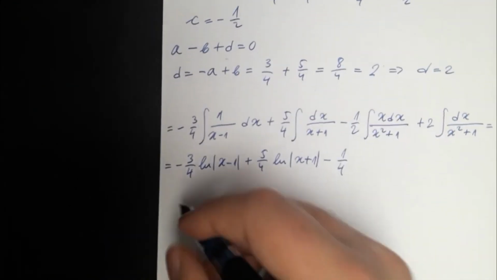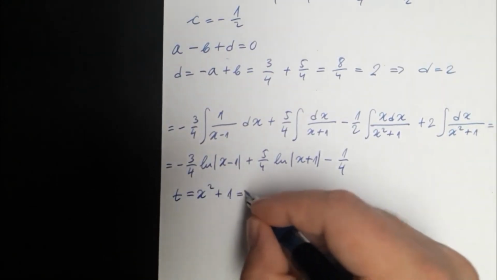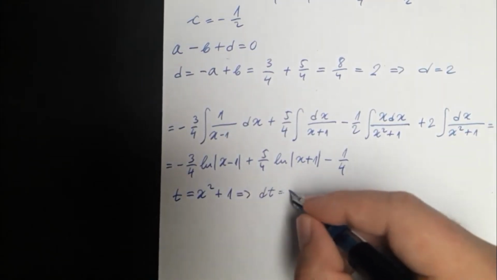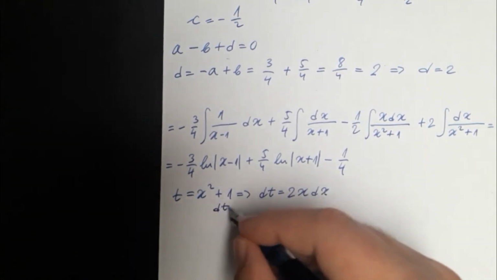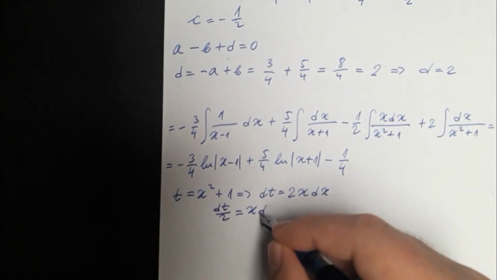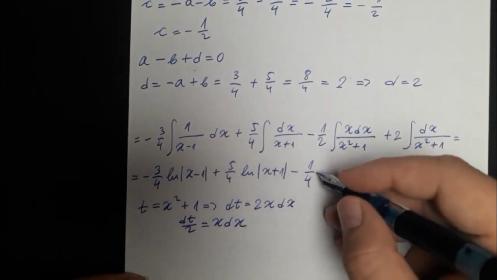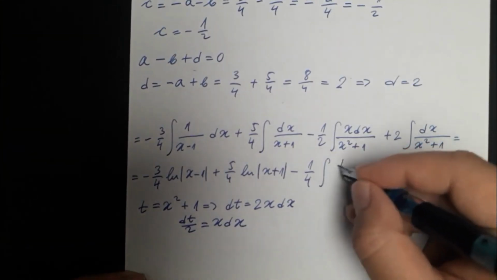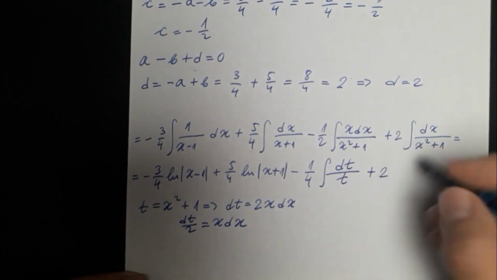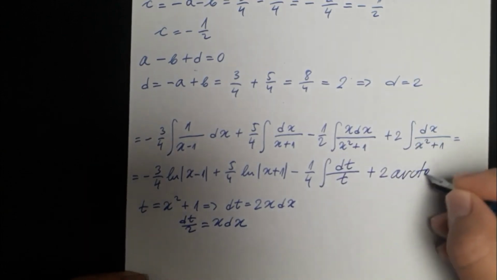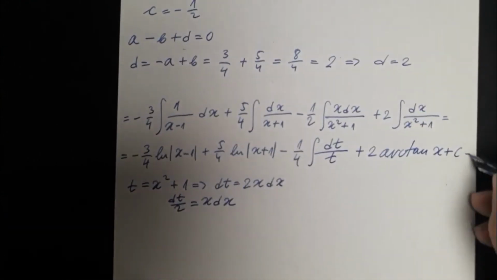We are going to use the substitution here. Let's say that t is equal to x squared plus 1, and then differential of t is 2x dx. So dt divided by 2 becomes x dx. So this is minus 1 divided by 4 integral of dt divided by t, and plus 2, this is arctan of x and plus arbitrary constant c.